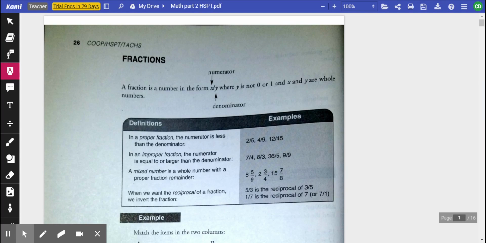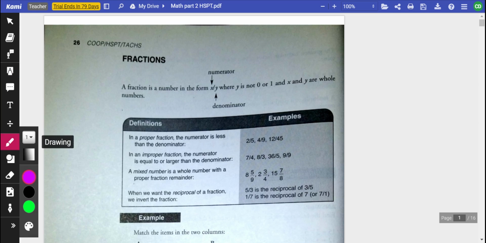Hey there, I am going to walk you through part 2 of our HSPT prep. In this section, we're looking at fractions and decimals and converting them back and forth. So right now we're going to start out looking just at fractions.